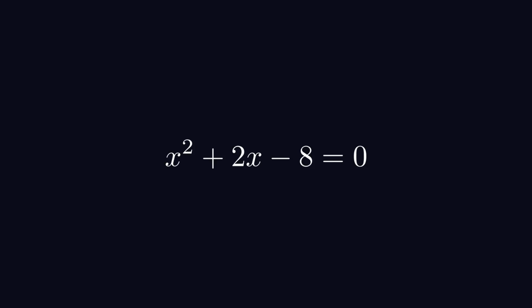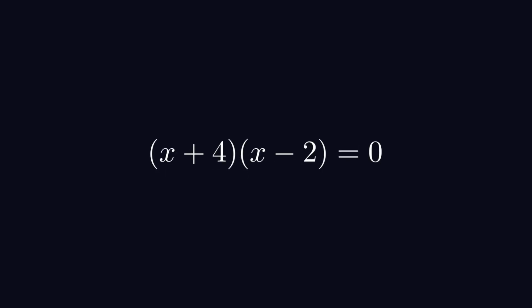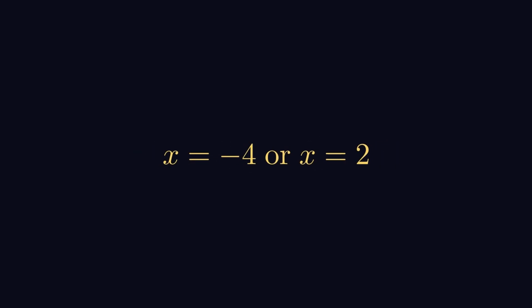Solve. X squared plus 2x minus 8 equals 0. Factors to x plus 4 times x minus 2. So x equals negative 4 or 2.